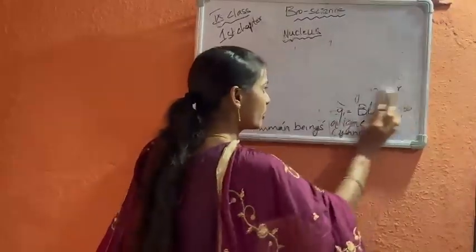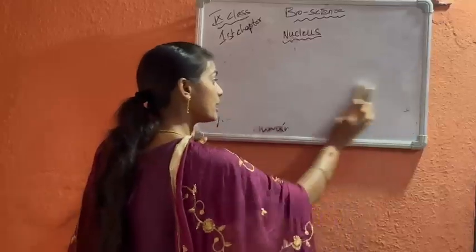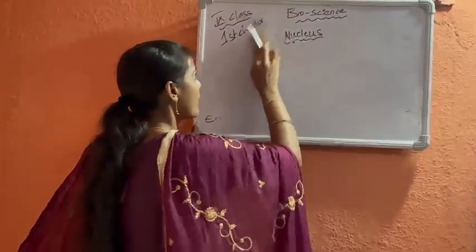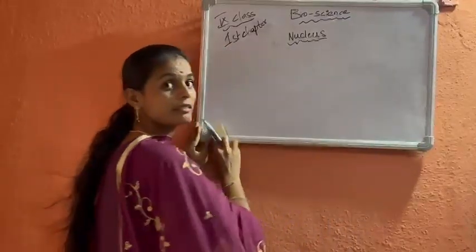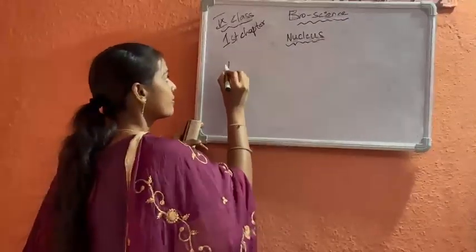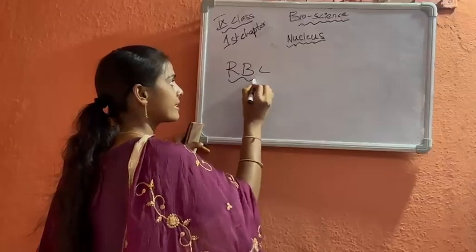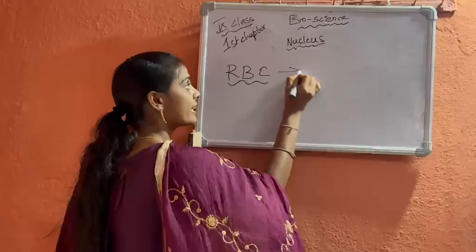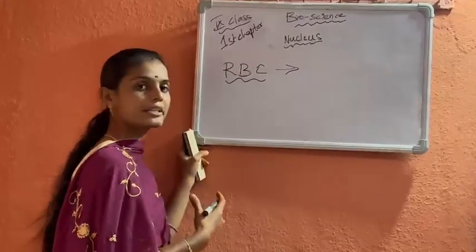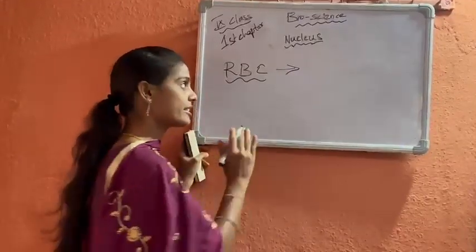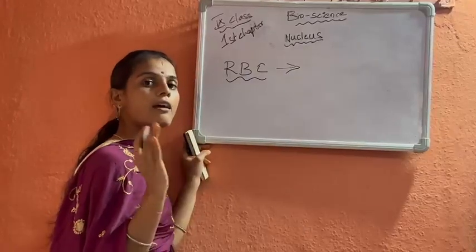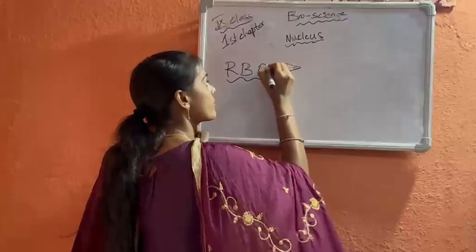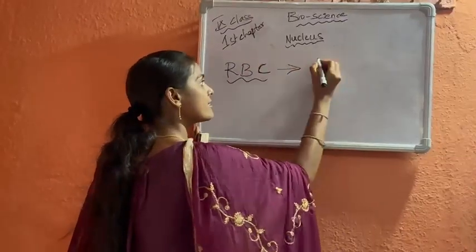One more most important thing: nucleus is present in all the cells except RBC of human beings. We have red blood cells in our body, which are red in color. But in our RBCs, the nucleus is absent. This is the most important question in competitive exams. In RBCs, nucleus is absent.